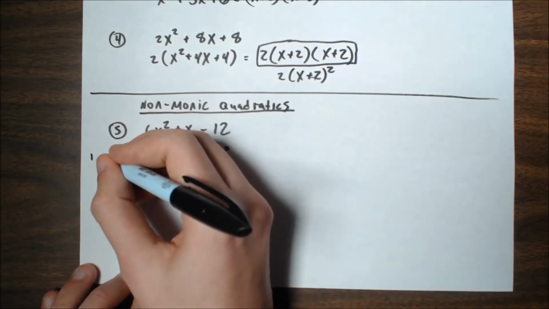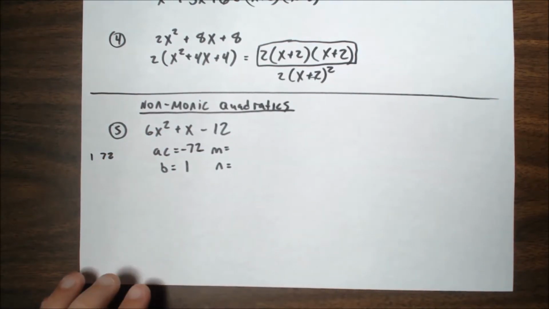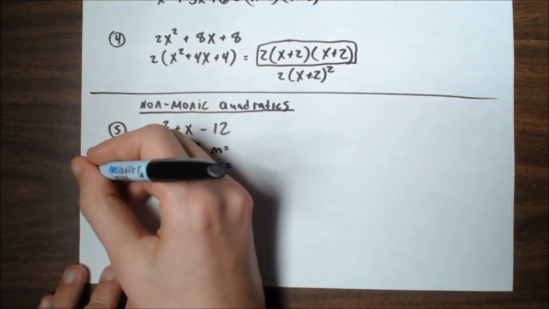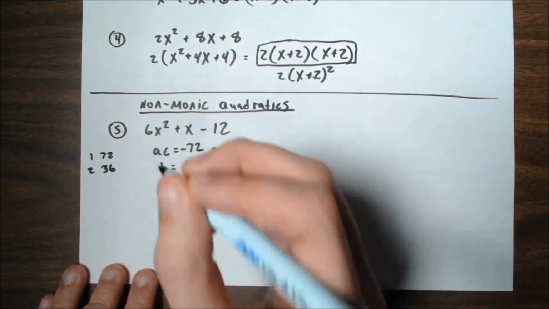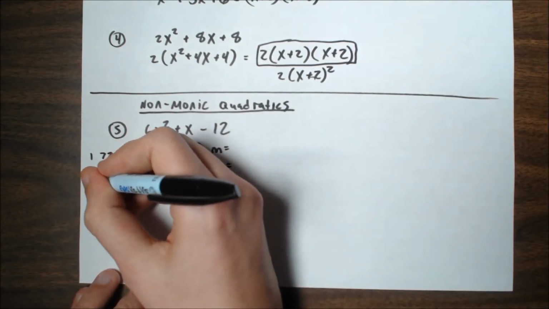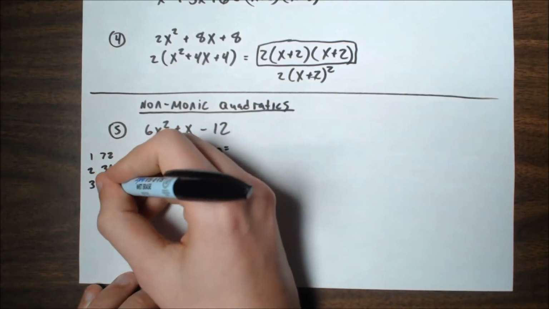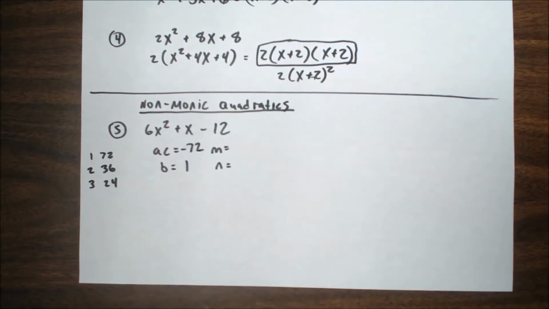Well, there's 1 and 72. Can I add or subtract those in any way to make 1? No. There's 2 and 36. That's not going to make 1, right? There is 3 and 24. That's not going to work.